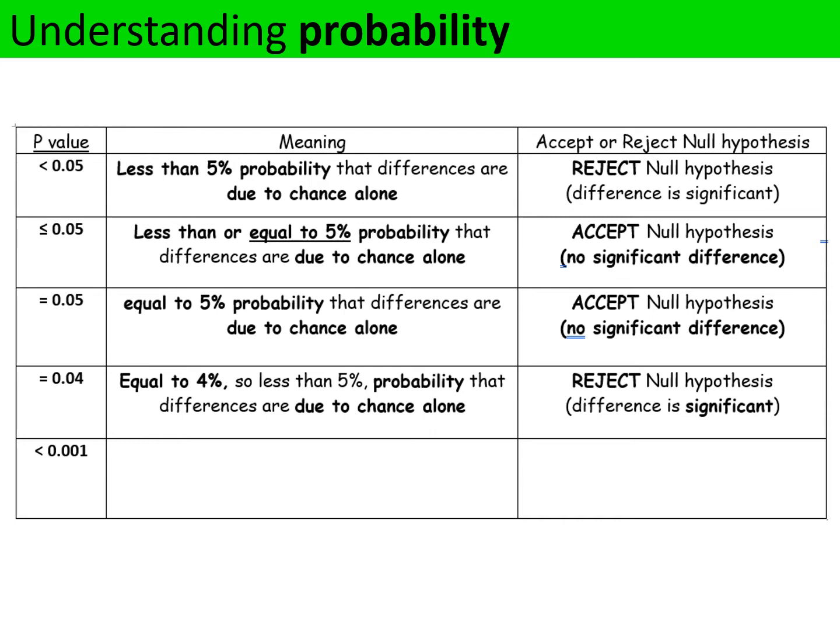So therefore that goes against the null hypothesis and we can reject the null because the difference in our two values is a significant difference. Value A is significantly higher than value B, or it might be that value A is significantly lower than value B.